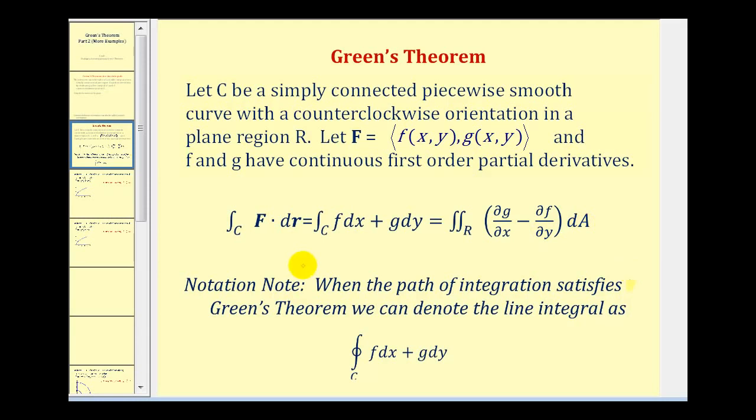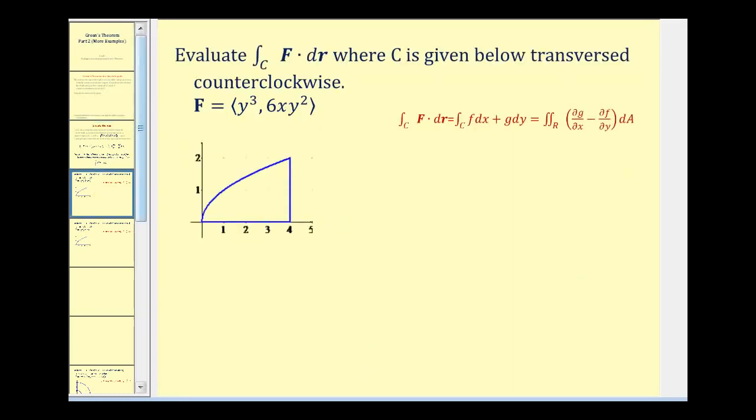So this states a relationship between a line integral and a double integral when the curve C is the boundary of the region R. So if the conditions of Green's theorem are met, many times it's going to be easier to evaluate this double integral here rather than the line integral. So let's go ahead and take a look at our examples.